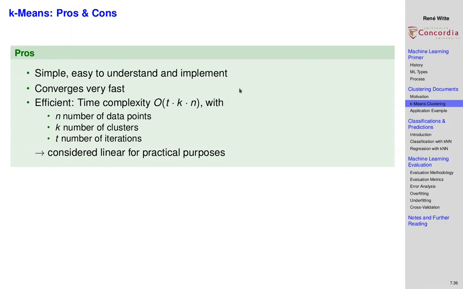Because of this, it's quite efficient. If you want to analyze the time complexity, what you do is t iterations times k clusters times the number of data points. But now k is a constant. The number of clusters is fixed at the beginning. And because it converges so fast, t doesn't really become a variable. It's considered linear for practical purposes. So it grows with the number of n. And that makes it ideal. Even if you have very large data sets, you can still apply k-means clustering and it works quite fast, quite efficient.